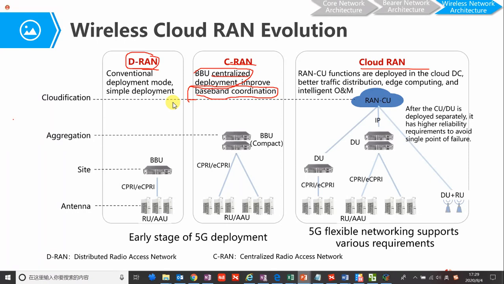Actually, in our railway and highway scenarios, maybe we use this centralized RAN mode. There are multiple BBUs in the equipment room, and many base stations near the railway connected through optical fiber.